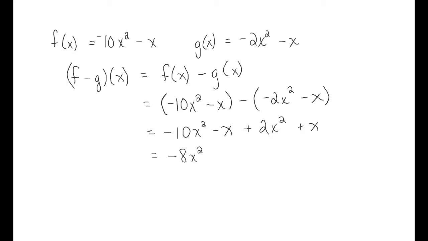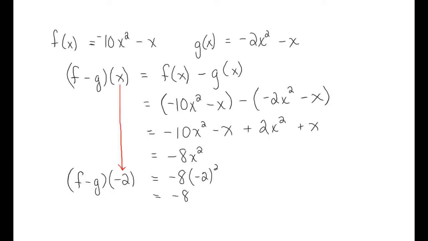Because we didn't do the last part of this, which was f minus g of negative 2. So on this one, the only thing they're doing is they're replacing the x with a negative 2. And that's exactly what we're going to do. We're going to replace the x with a negative 2. And we can use the simplified expression since we already did all that work. So this one's going to be negative 8 times 4, or negative 32.